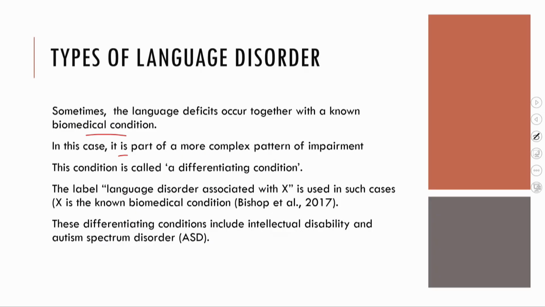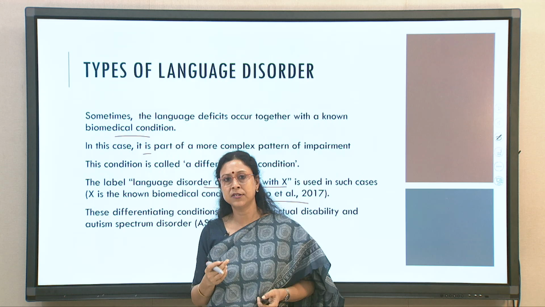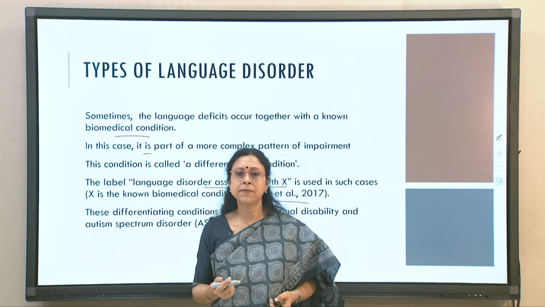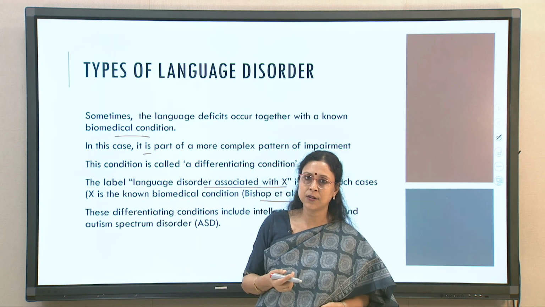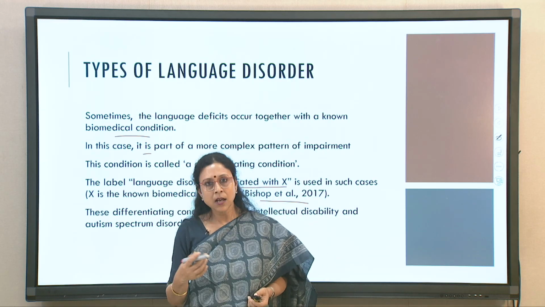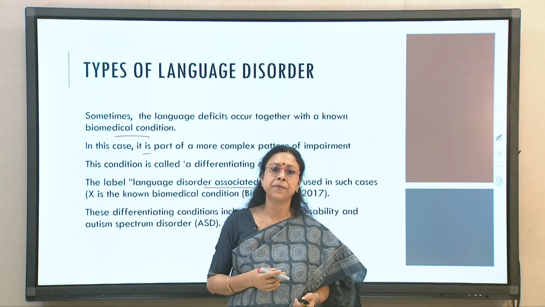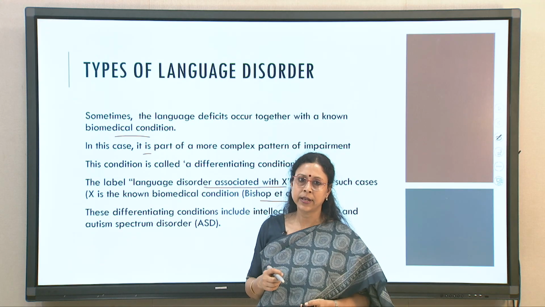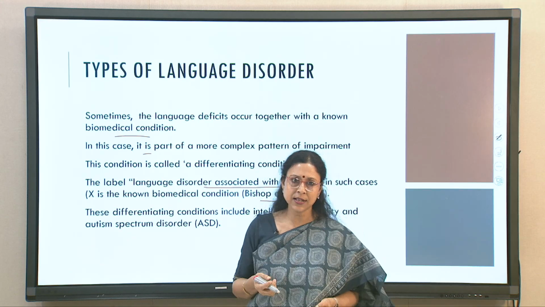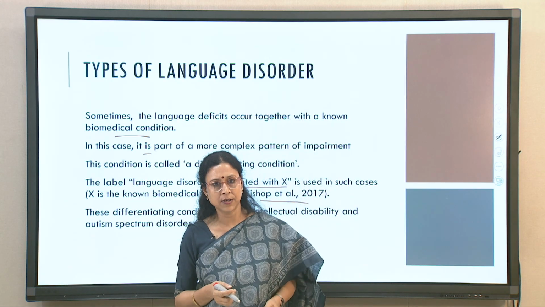So, when the language impairment happens alongside some other kind of biomedical condition, we call it language disorder associated with this. For example, ASD children have language related delays and disorders. So, in that case we will say language deficiency or language delay in autism spectrum disorder, like that. So, X is the known case. These differentiating conditions include intellectual disability as well as autism spectrum disorder.